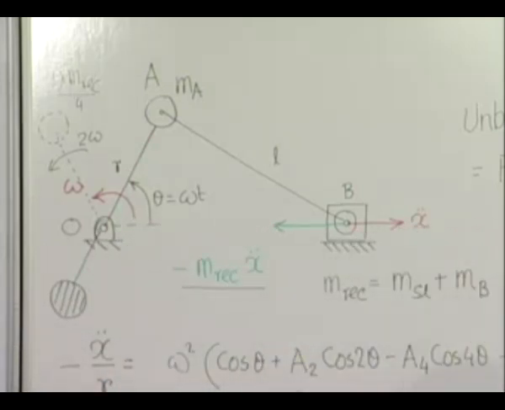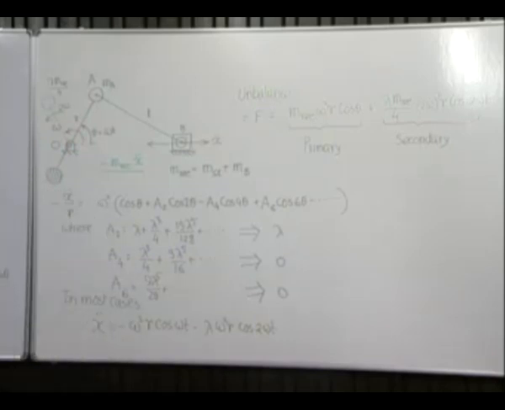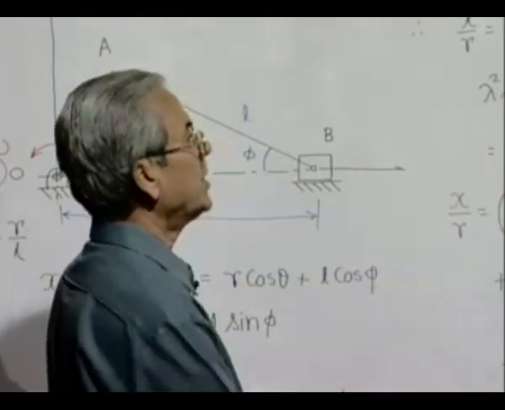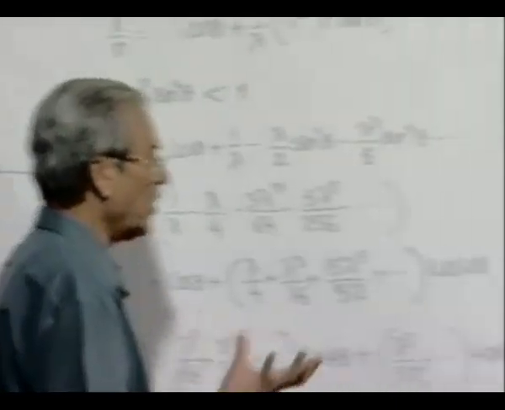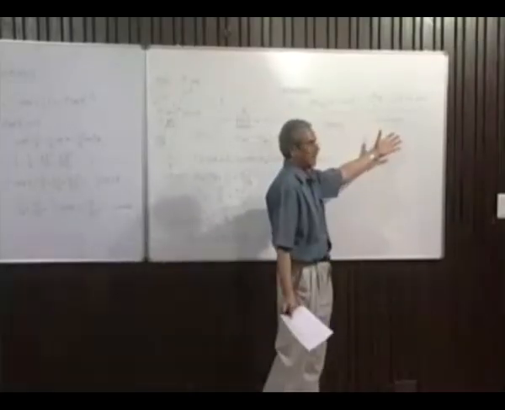So, therefore, the unbalance of a single cylinder or single slider machine can be reasonably well approximated as a force along the center line, that is x direction, which consists of two components. One is the primary, other is the secondary.